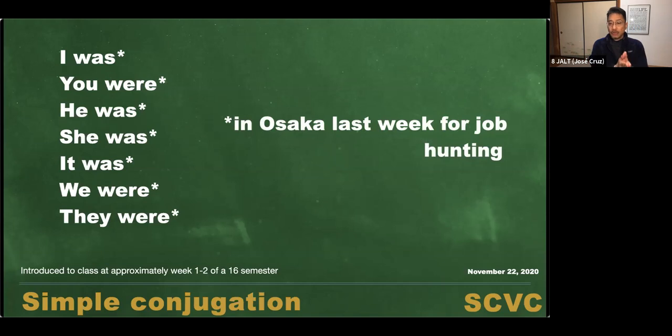The idea that you want to say, I was in Osaka last week for job hunting. That is actually 9 words. And for a lot of these kids, it is hard to say that all the way through. But because you're putting speed pressure on them, they're actually fumbling and finding out, because everybody's different, what words are difficult. For some kids, it's the L. For some kids, it's the J.